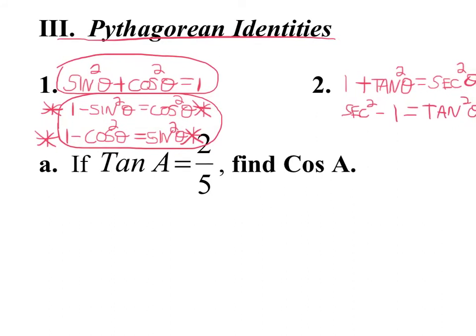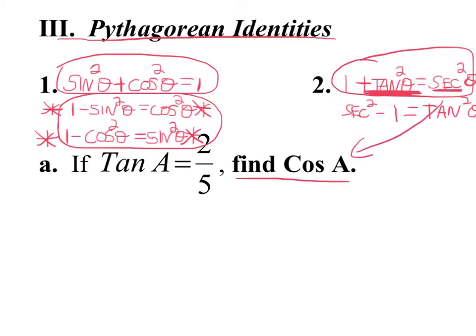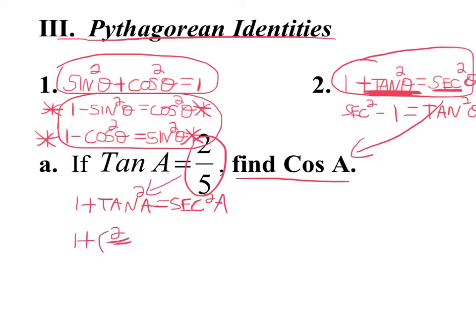For this, I can't just use a reciprocal identity because cosine's not the reciprocal of tangent. So I'm going to use this second Pythagorean identity because I have tangent. The good thing about secant is that it's the reciprocal of cosine. So I use 1 plus tangent squared of A equals secant squared of A, and plug 2/5 in for tangent. It's 1 plus 2/5 quantity squared equals secant squared of A.